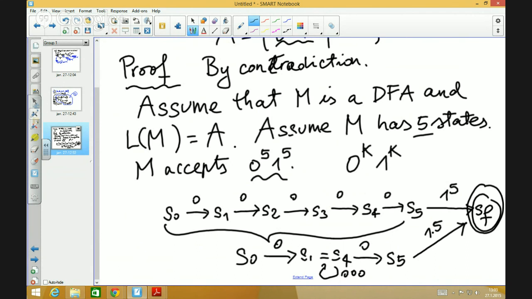And then as you read the first k zeros, you will have to go through k plus 1 states. But you only had k. So you can repeat the same argument. There has to be a loop while you read the first k zeros, which means that you accept more stuff than you did, because you can go through the loop as many times as you want.